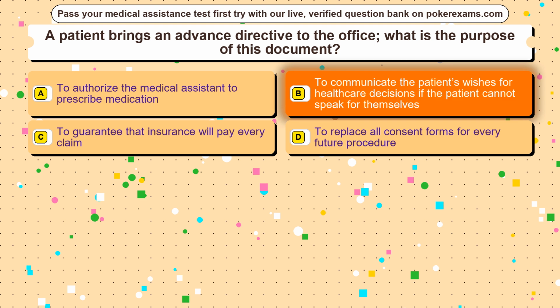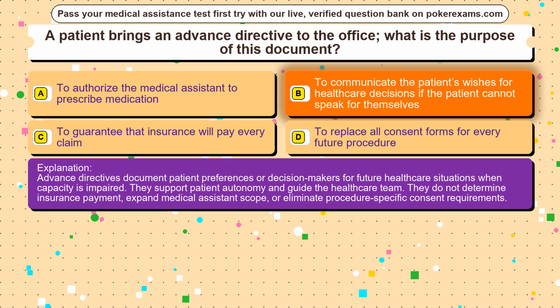The correct answer is option B. To communicate the patient's wishes for healthcare decisions if the patient cannot speak for themselves. Advance directives document patient preferences or decision makers for future healthcare situations when capacity is impaired. They support patient autonomy and guide the healthcare team. They do not determine insurance payment, expand medical assistant scope, or eliminate procedure-specific consent requirements.